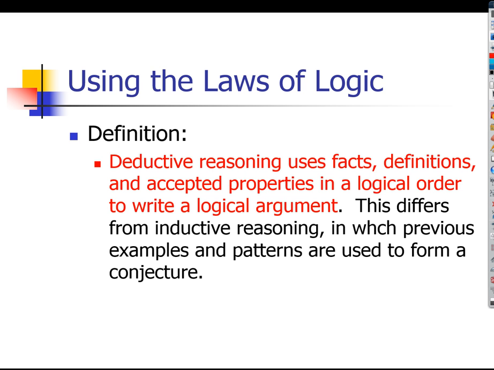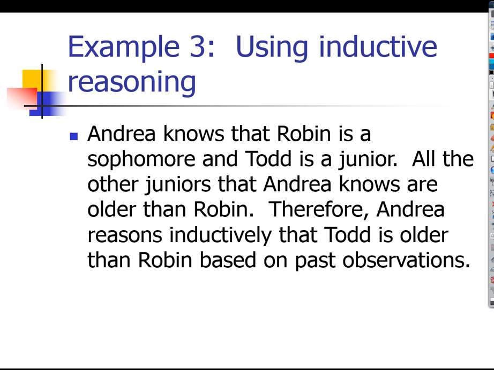So deductive reasoning, what we're moving towards, is just at a low level our first foray into deductive reasoning, where we're going to use facts, definitions, and accepted properties in a logical sequence, so we can go from saying, if this is true, then this must be true. Inductive reasoning is relying on patterns and observation. Here's an example of inductive reasoning. Andrea knows that Robin is a sophomore and Todd is a junior. All of the other juniors that Andrea knows are older than Robin. Therefore, Andrea reasons inductively that Todd is older than Robin based on her past observations.